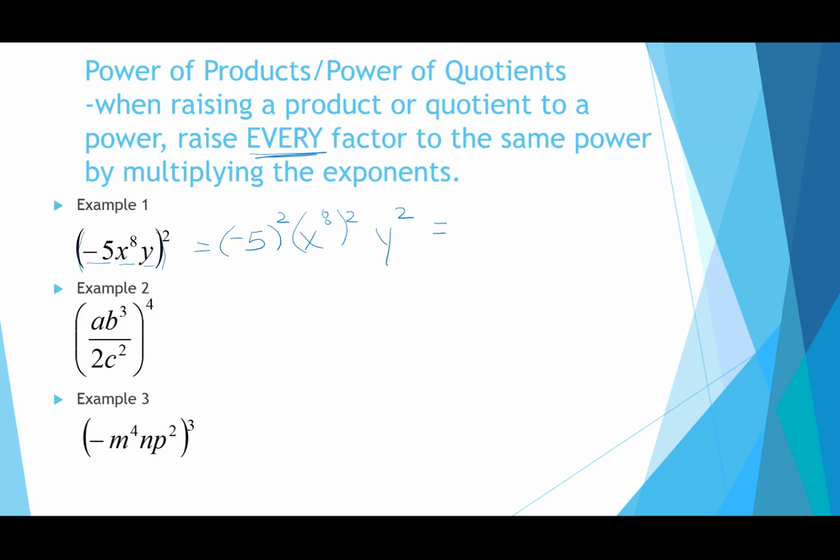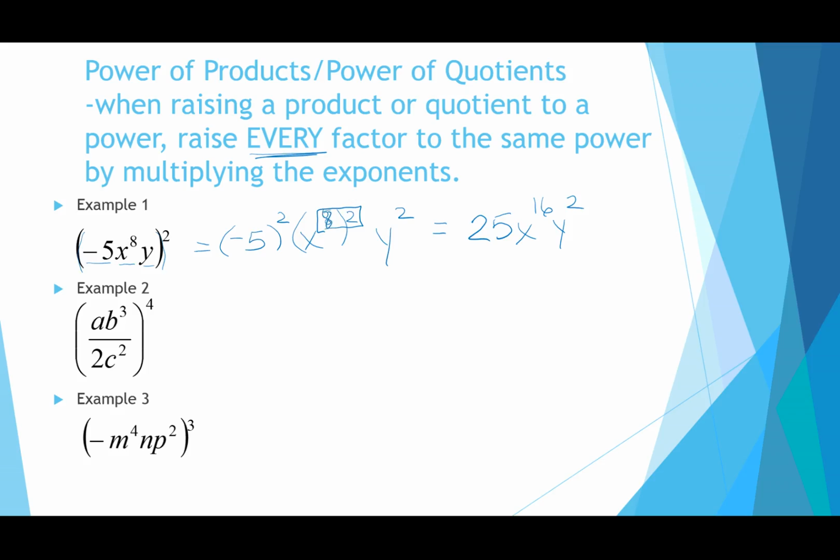So with our number, negative 5 squared, that's negative 5 times negative 5, we get 25. And on this one, with x to the 8th being squared, the power to a power rule says we should be multiplying those exponents. So we would get x to the 16th power. And then our y is being squared as well.